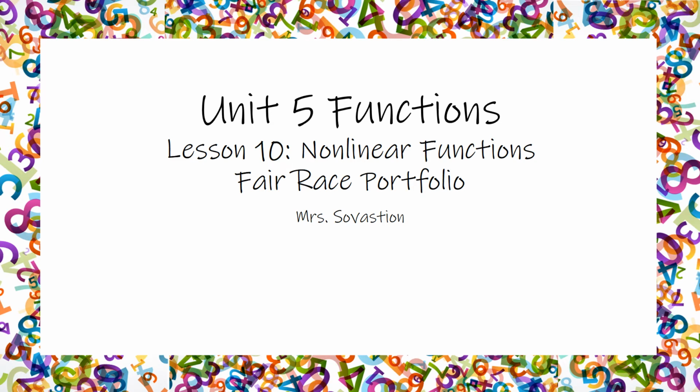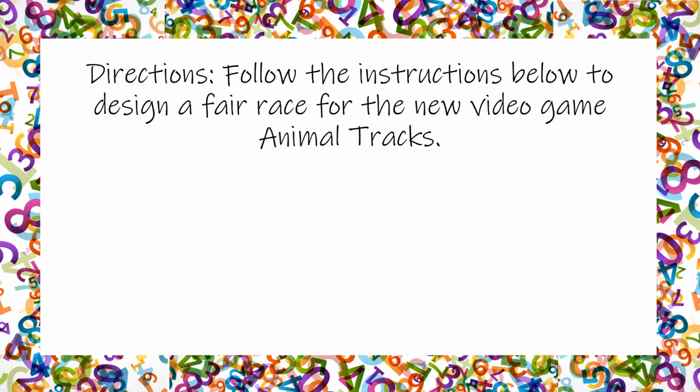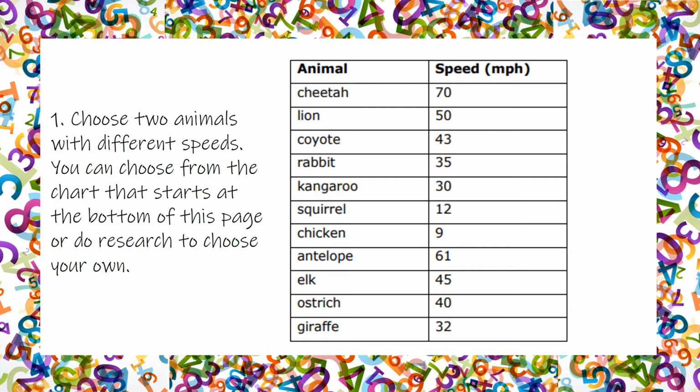Okay, so Unit 5 functions, Lesson 10, Nonlinear functions, and the fair race portfolio. You're going to follow the instructions below to design a fair game for the new video game Animal Tracks. So the first step you need to take is you need to choose two different animals with different speeds. You can choose some that are on the table listed, or you can look up some of your own.